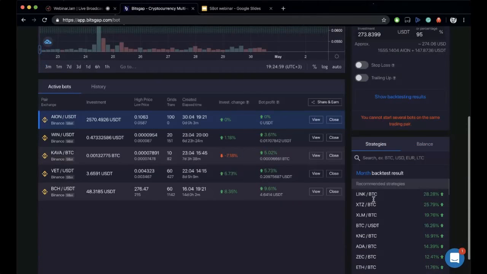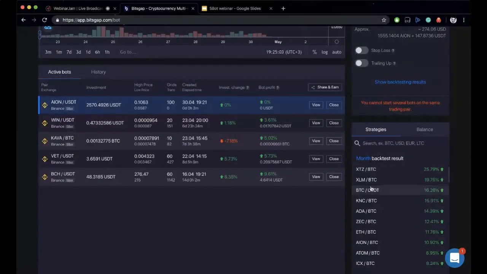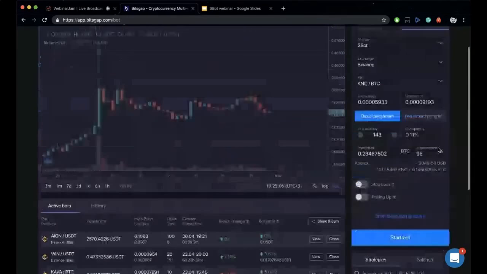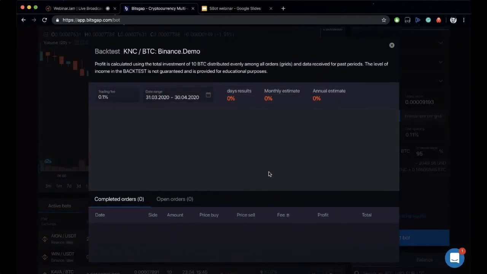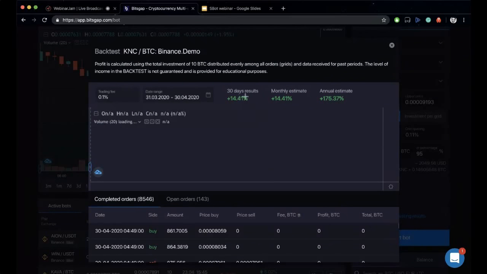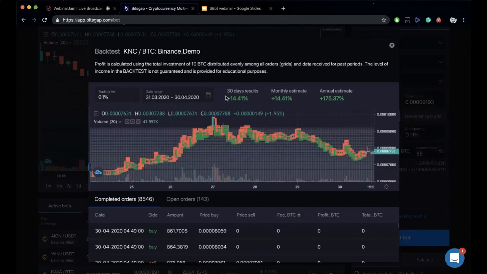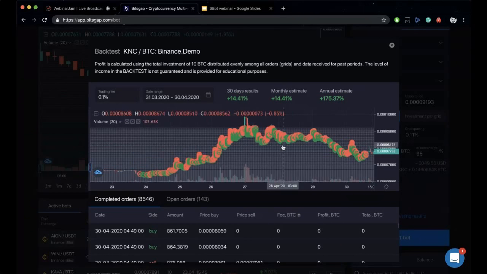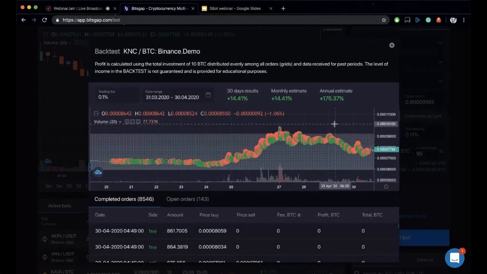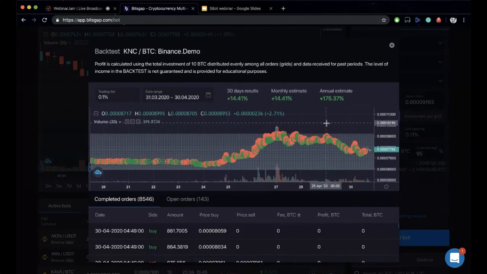You can also check other recommended strategies, like in this case, it's KNC trading to BTC. We click on the backtesting results. And yeah, so here for the 30 days period, the bot has achieved 3 times less profit in comparison to the ION trading to USDT. But you see, it depends on the pair. Some trading pairs are more volatile, some are less. So depending on the volatility and the trend direction, the bot profit can vary significantly.